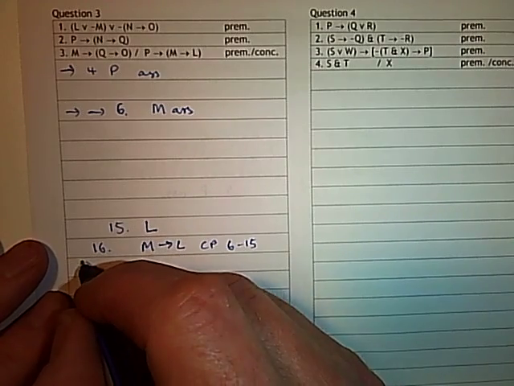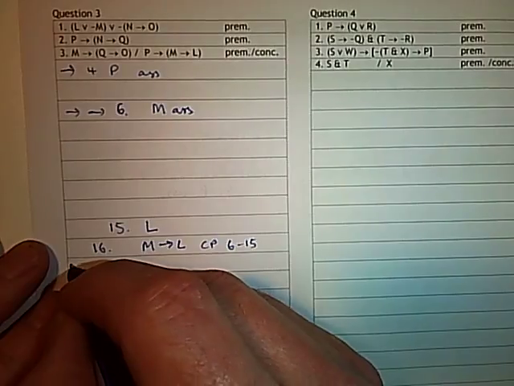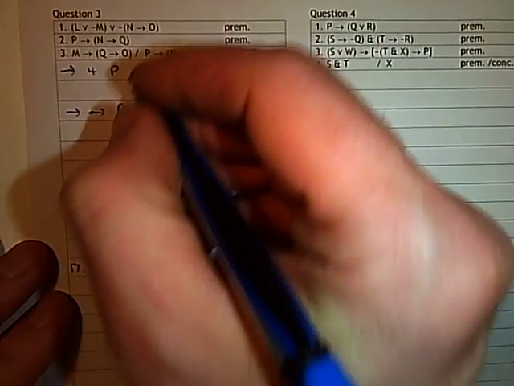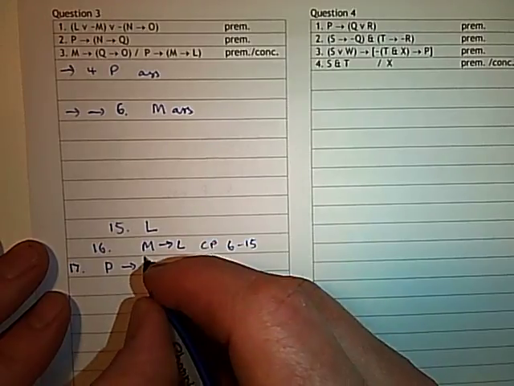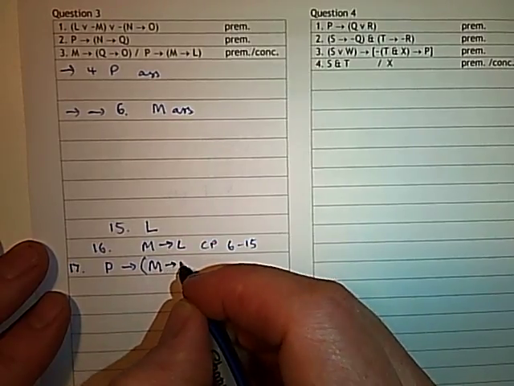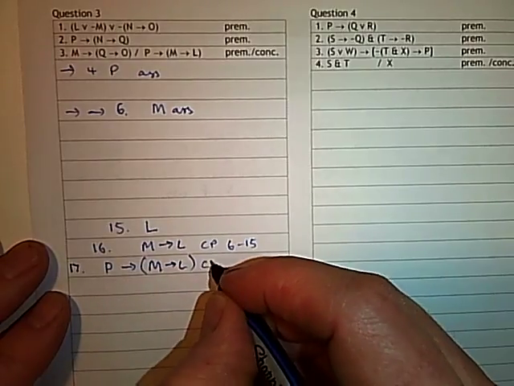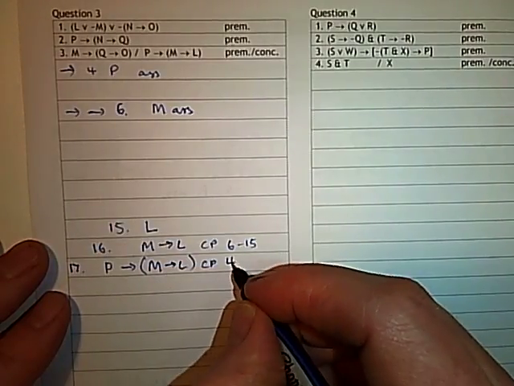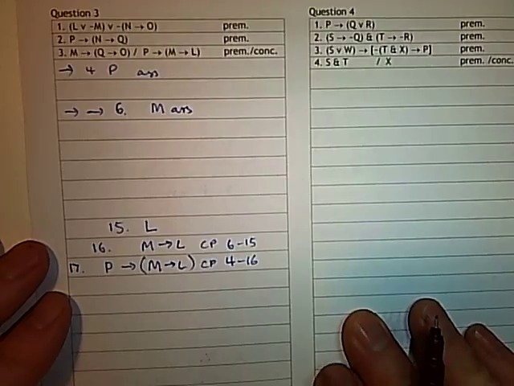And then what you notice is on the single indent, the first line is P. So you go back out to the real world. The first line is P. The last line is M, then L. So you have to put parentheses around it because you want to make sure that this stays the main connective. And you've done conditional proof 4 through 16. That would be one way to get the conclusion.